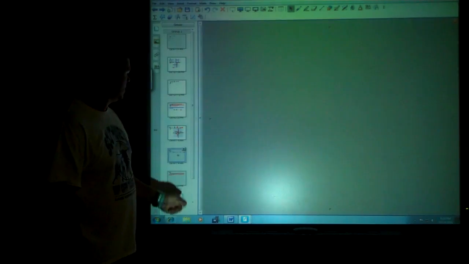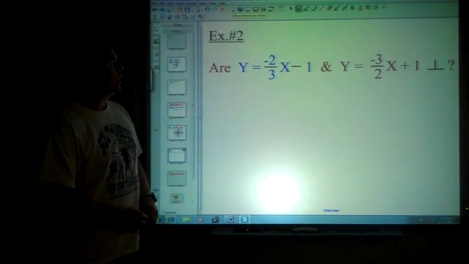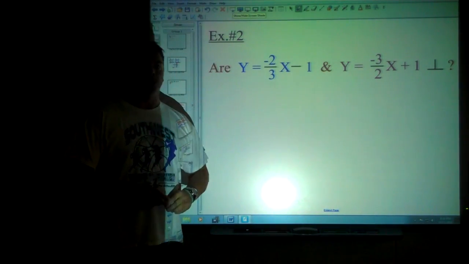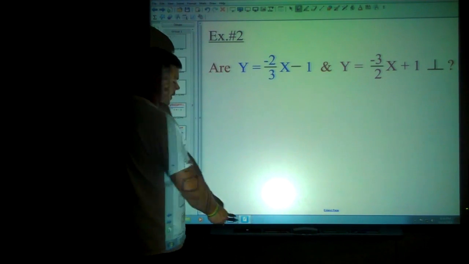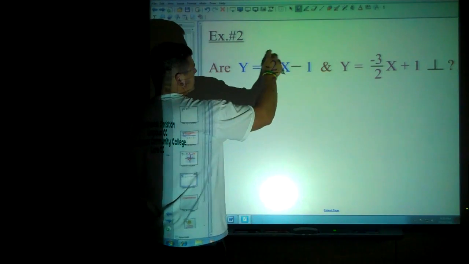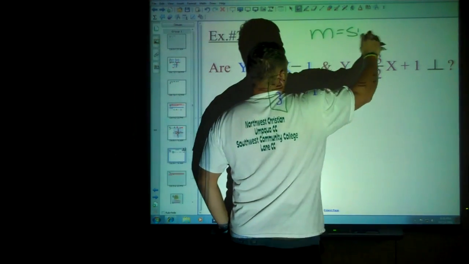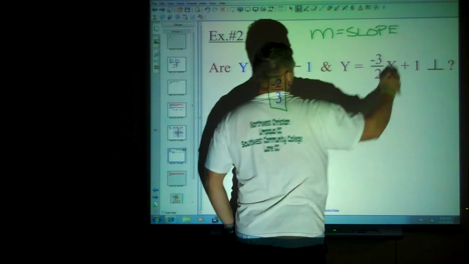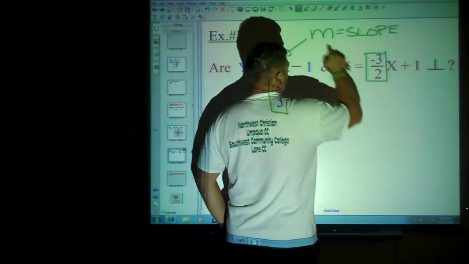Now looking at equations without a graph. Say you have two equations, which both of these are in slope-intercept form. The question is, are these two perpendicular? In order to know that, you have to be able to realize that that's the slope. M stands for slope, as we recall from yesterday. And there's one slope, and there's the other.